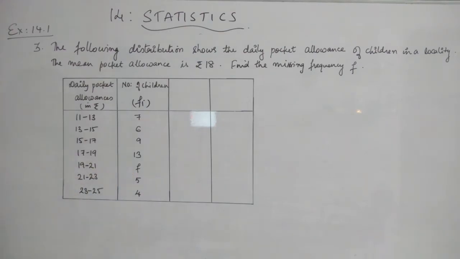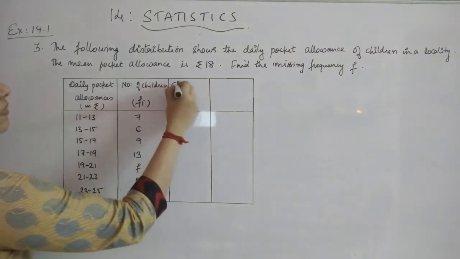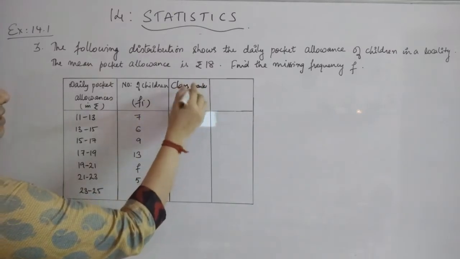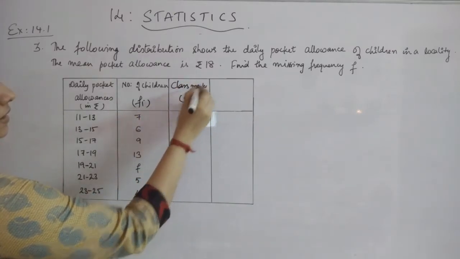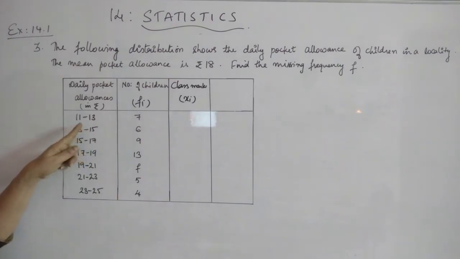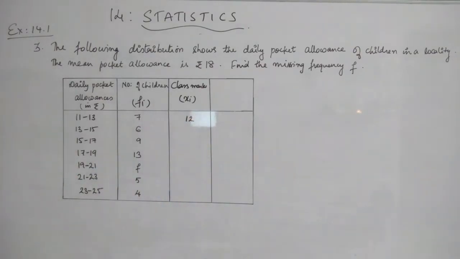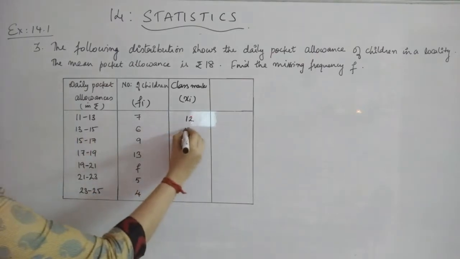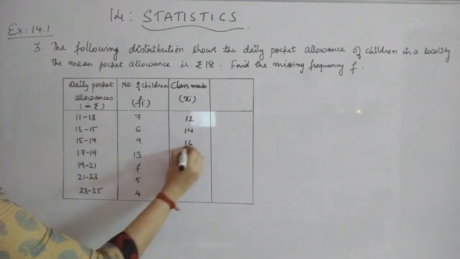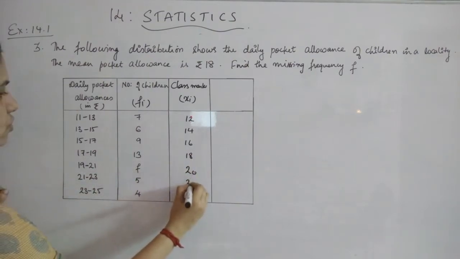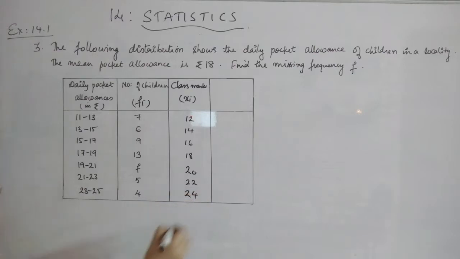For this, first we will start with the class mark. The next column is for class mark, and that is acting as your xi, and it will be the middle of the class, or you can say 11 plus 13 by 2, that will be giving you 24 by 2, which is 12. Like that, here it will be 14, here 16, then 18, then 20, then 22, and the last one 24. These are the corresponding class marks.